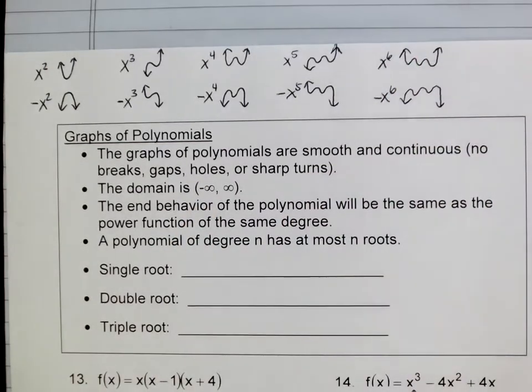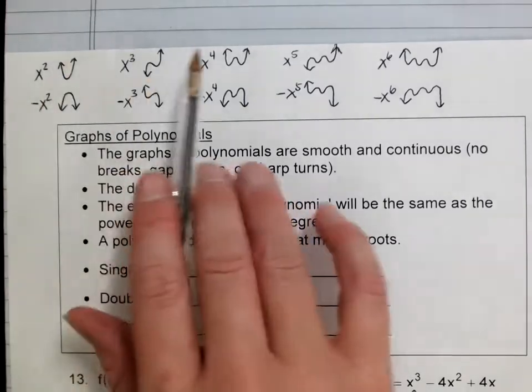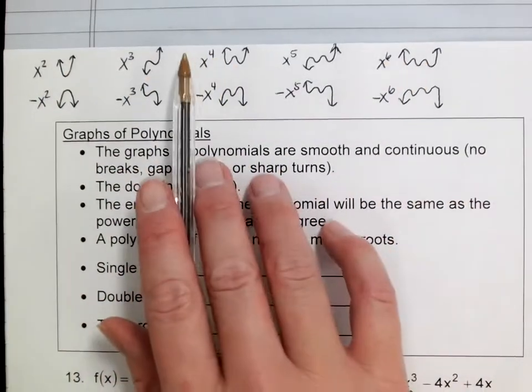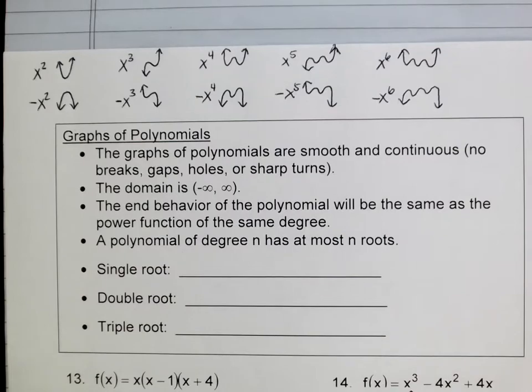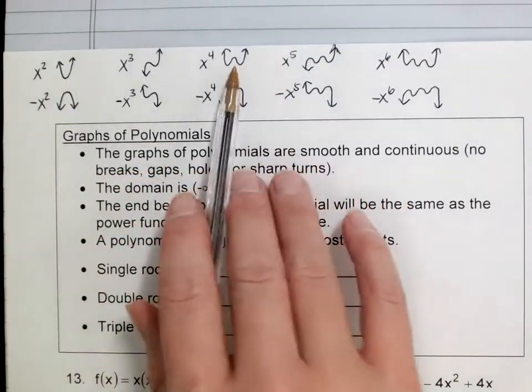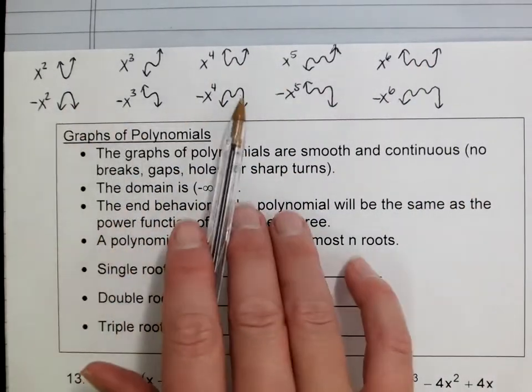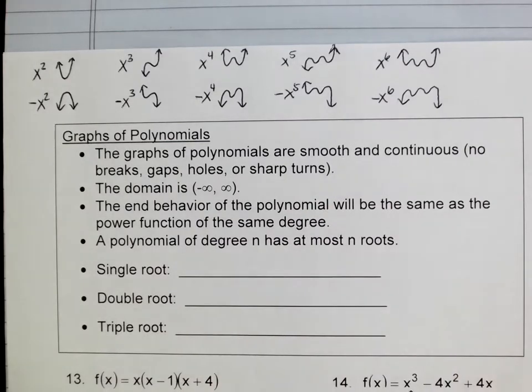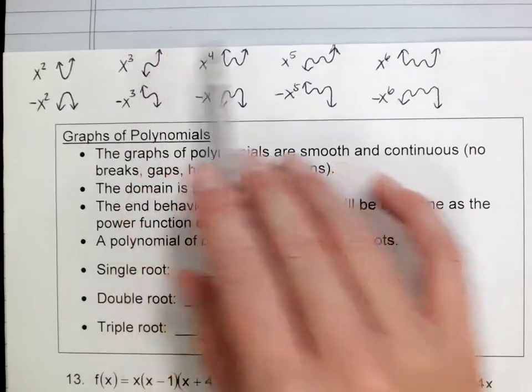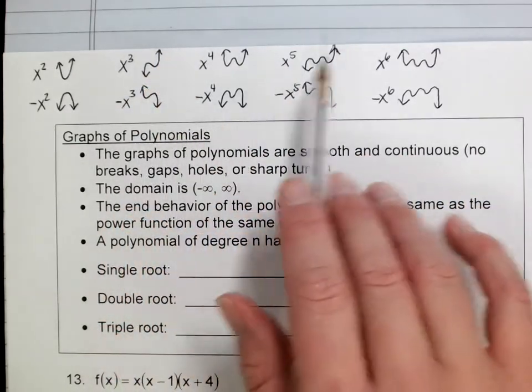Also, notice that there's a relationship between our even powers and our odd powers. Even powers are both going to end in the same direction. If it's positive, they'll both end going up. If it's negative, they'll both end going down. With the odd powers, they're always going to end in opposite directions. The positive is going to go from bottom to top. The negative is going to go from top to bottom.